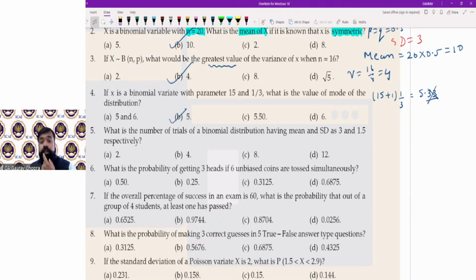Sindhu has given the answer, option number D. Okay. What about others?